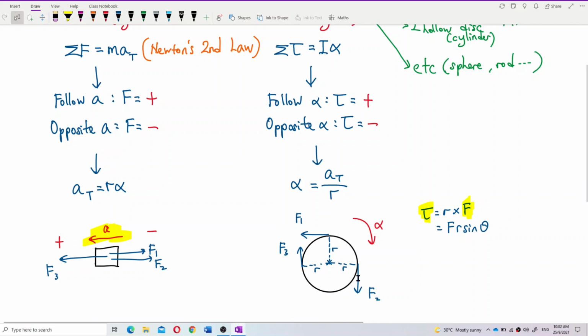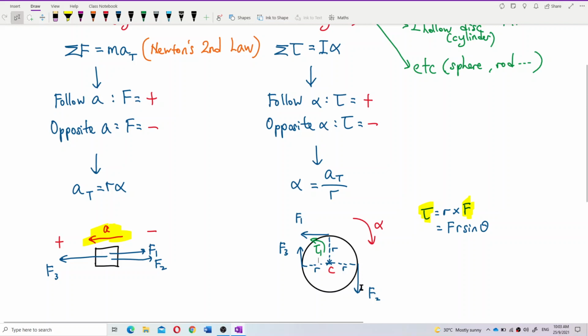Look here, this is the center. Now, for F1, what's the direction of torque? Just imagine you have a wheel here and in the middle is the center axis of rotation. When you push at position F1, over here, to the left, in which direction will this thing rotate? It will rotate anti-clockwise. So the torque of F1 is anti-clockwise. Let me show you. This is the anti-clockwise torque.